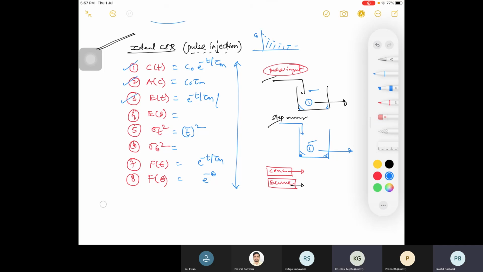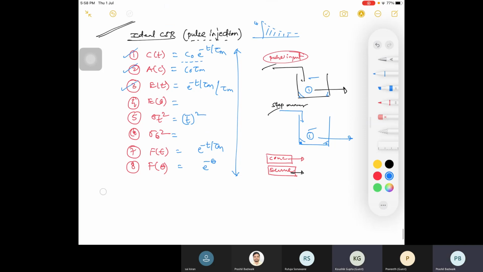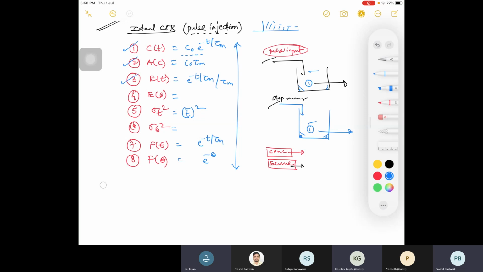E of t is basically C of t divided by the area under the C curve, so 1 by tau m into e power minus t by tau m. Then your E of theta is just e power minus theta. Then your sigma t square is t mean whole square. And sigma theta square is 1, because it is t mean by t mean.